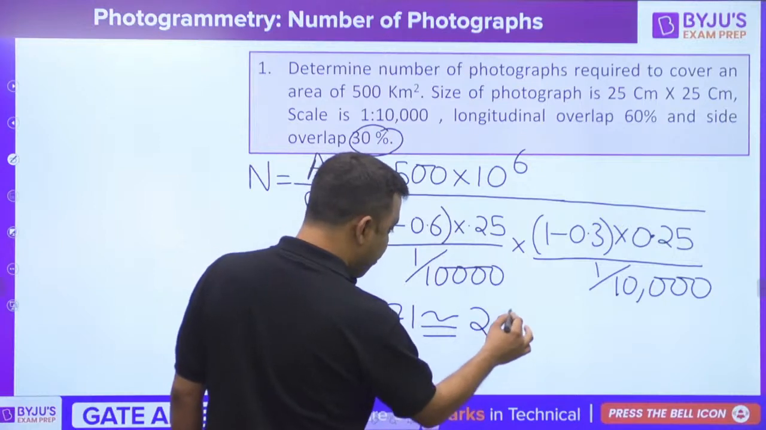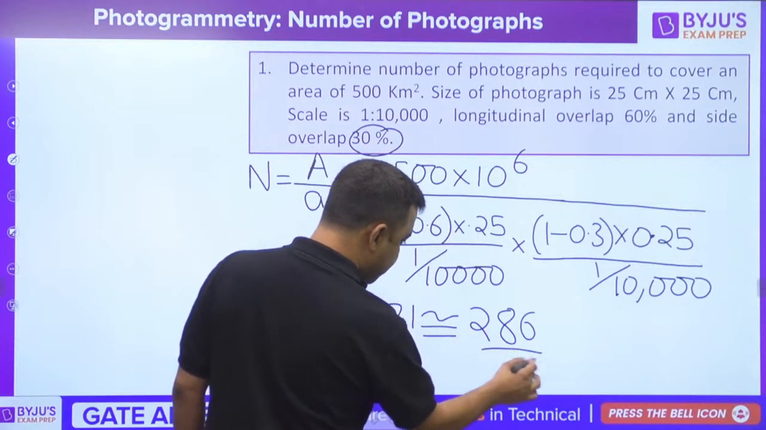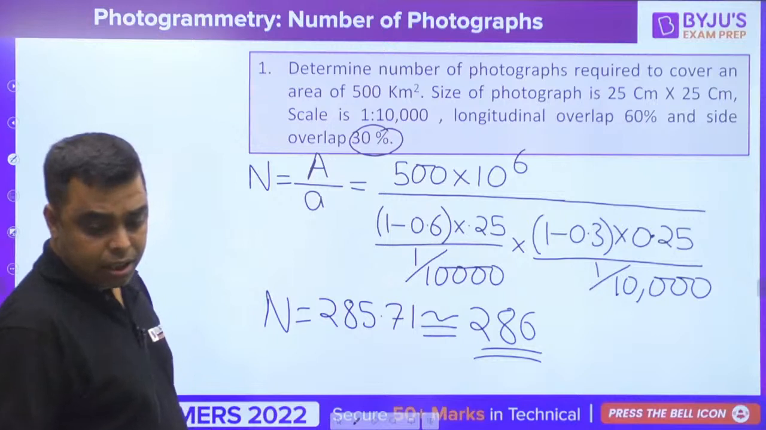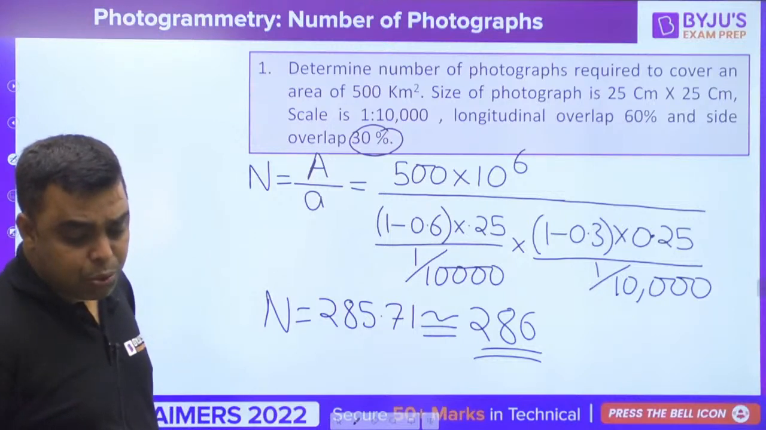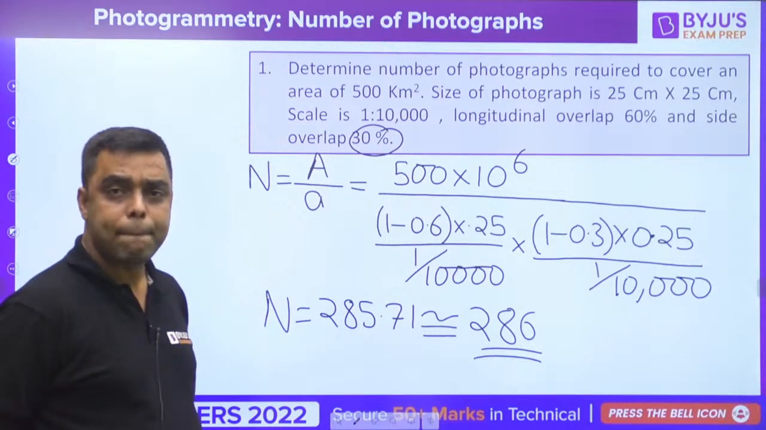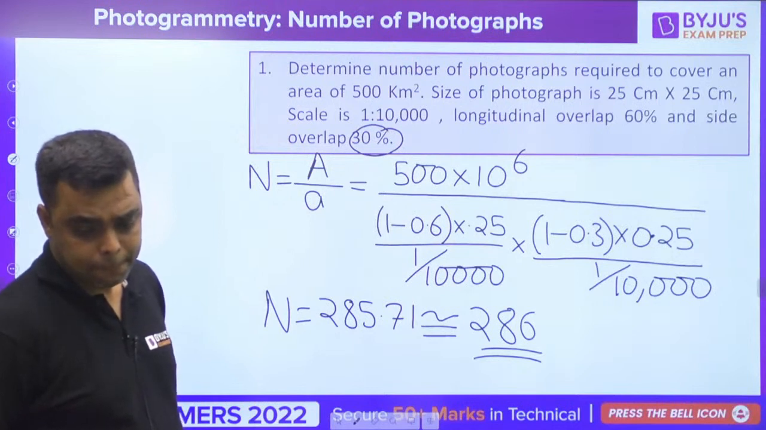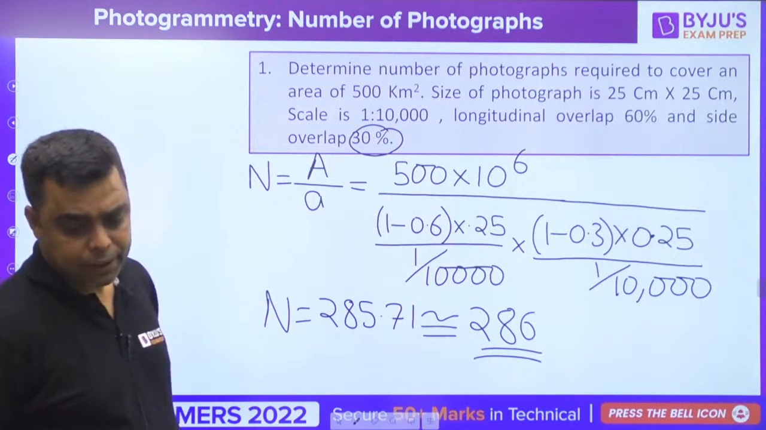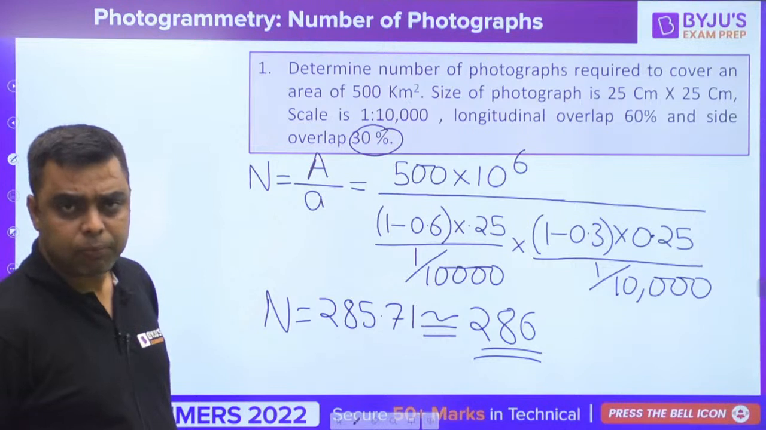So basically the number of photographs would be 286. Right? The number of photographs would be 286. Is it clear, guys? Is it clear, everyone?